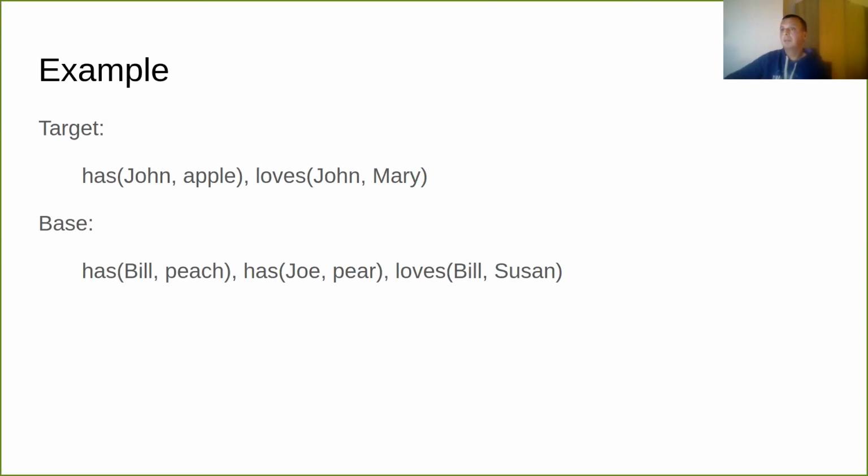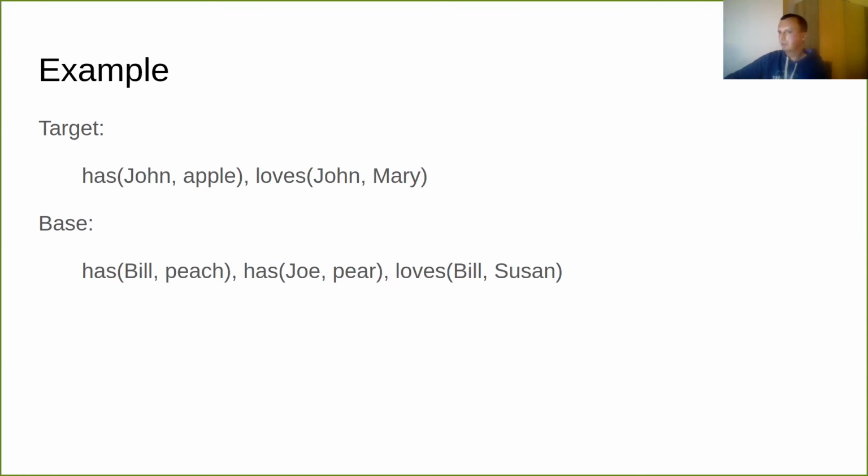And this is a simple example. By the way, this example was suggested by John Hummel once when we met and I presented this approach. So what we have here is a target and a base, and we want to check whether our approach works. On the target, we have John, who has an apple, and John loves Mary. And in the base, we have Bill, who has a peach, and Joe, who has a pear, and Bill loves Susan. And now the question is, when you map these two situations, will Joe go to Bill or to Joe?